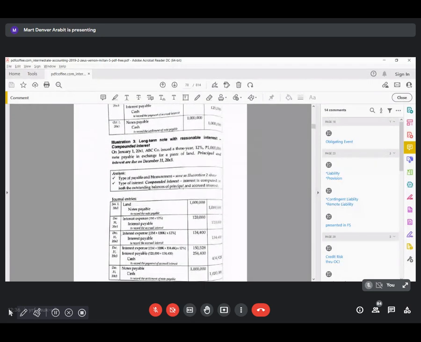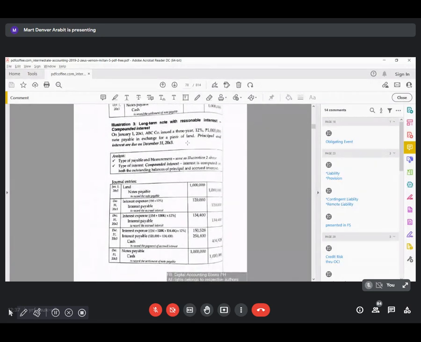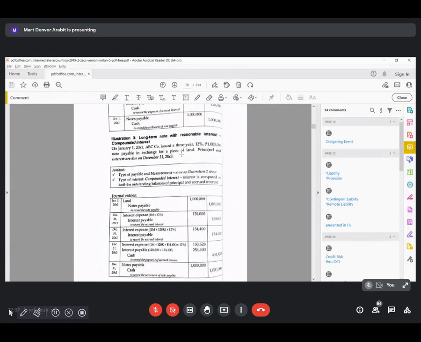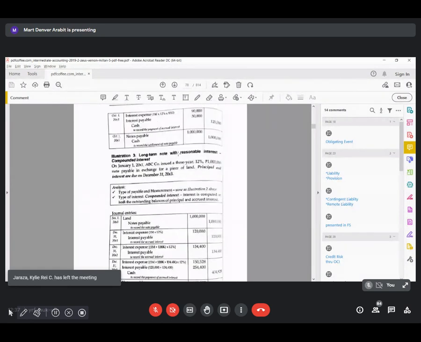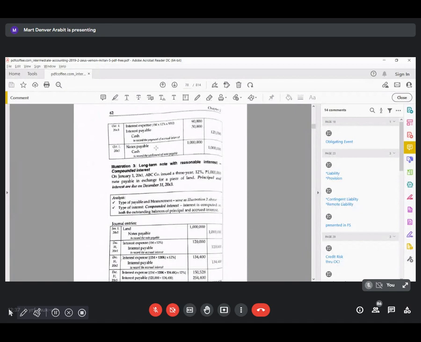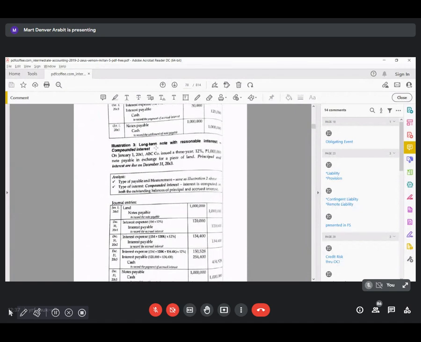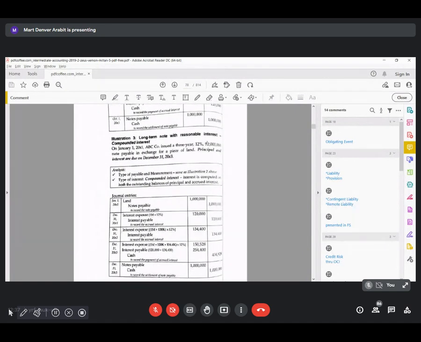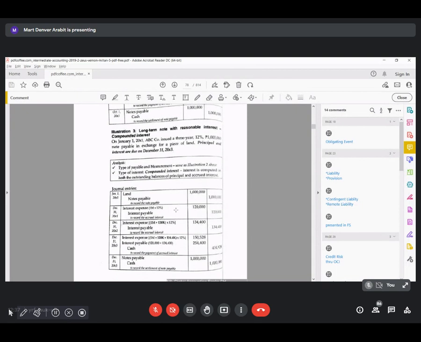So sa illustration 3, ito naman is long-term note with reasonable interest, which is compounded. Ito, simple interest lang to. And this one is compounded. So, ang difference lang ng compounded is yung interest na accrued on that date will be considered dun sa computation ng panibago nating interest. So, as we can see dito, makikita natin, ang initial interest niya is 120,000.